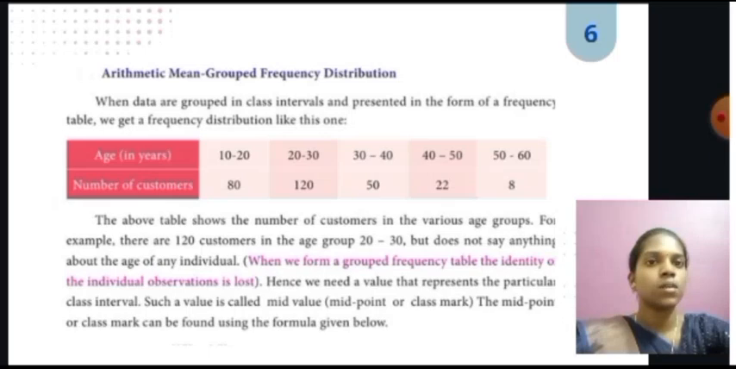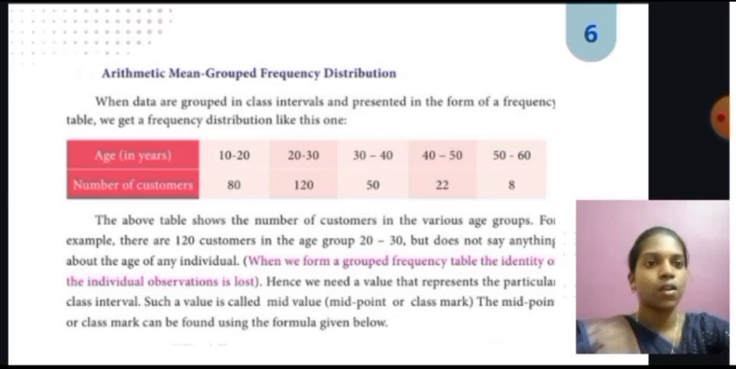Arithmetic mean, grouped frequency distribution. When data are grouped in class intervals and presented in the form of a frequency table, we get a frequency distribution like this one. So the above table shows the number of customers in the various age groups. For example, there are 120 customers in the age group 20 to 30, but it does not say anything about the age of any individual. When we form a group frequency table, the identity of the individual observations is lost.